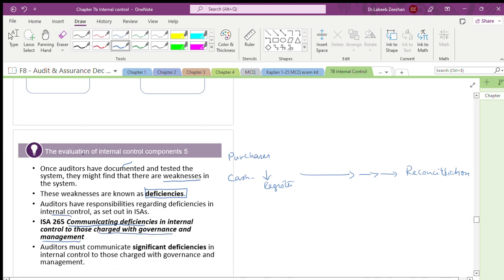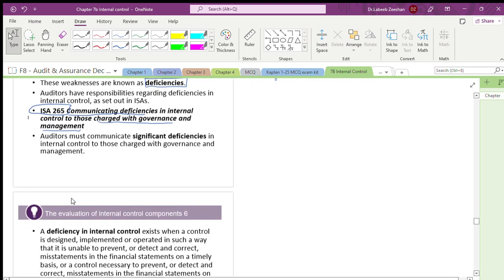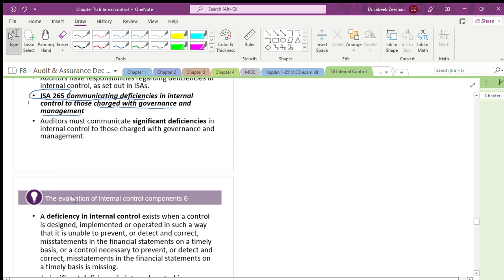You just write down this standard. Update the list. If it is not there, you update the list. Otherwise I will do it, no problem. Auditors must communicate significant deficiencies in internal control. They have to communicate, that's all it says. They have to communicate the deficiencies to the management as such. On this they will ask you a question.